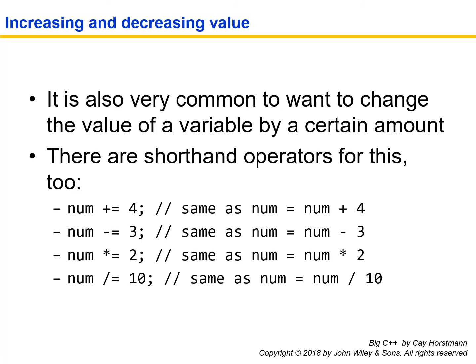It's also very common to want to change the value of a variable by a certain amount that isn't 1. There are shorthand operators for this too. Num plus equals 4 is the same as num equals num plus 4. And so on for minus equals 3, times equals 2 will double a number, slash equals 10 will divide a number by 10.